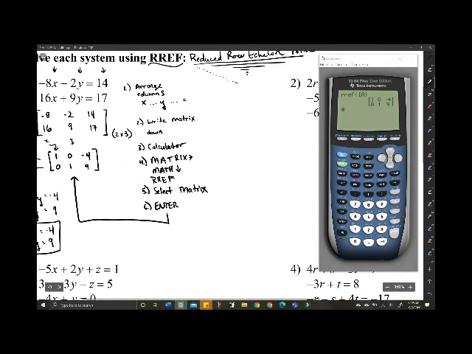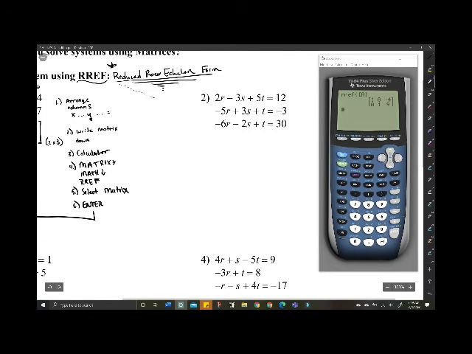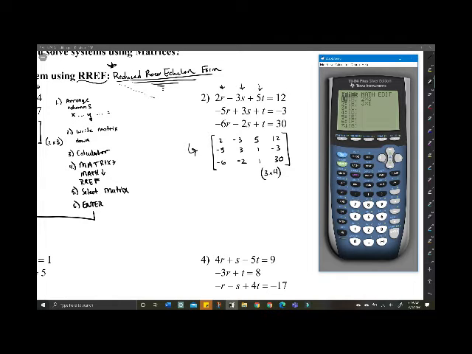So let's look over at number 2. Step 1, our columns are R, S, and T, and then are equal to from there. Now, we are going to be making a little bigger matrix, so 2, -5, -6, -3, 3, -2, 5, 1, 1, and 12, -3, 30. Now be careful, it only takes one negative to throw your answer off, so definitely write this down as you go forward. Now we have a 3x4 matrix. We'll enter that into the calculator.